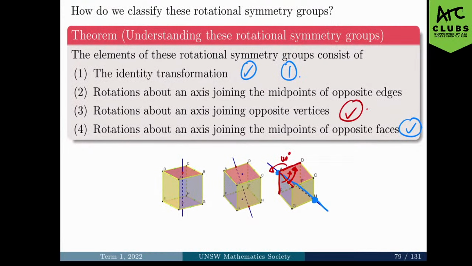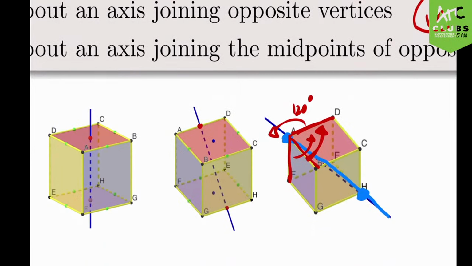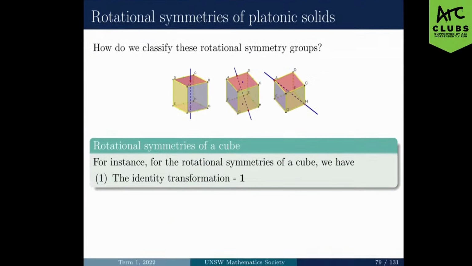And finally, you can do an axis joining the midpoints of opposite edges. So imagine this one. We've got the cube, we've taken the opposite edges, and we've got this axis. Well, you can rotate it completely around here. But what you'll notice is that there's just one edge here. So to actually get a proper rotation that preserves the cube, you need to rotate 180 degrees. And there's a proper way to classify it.